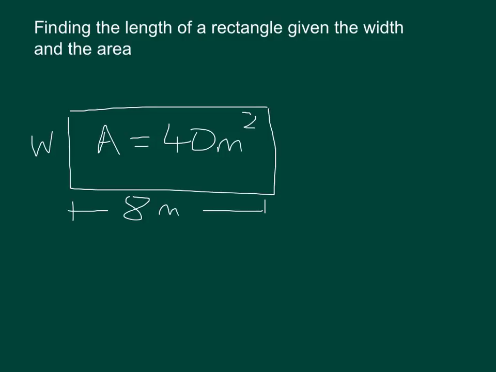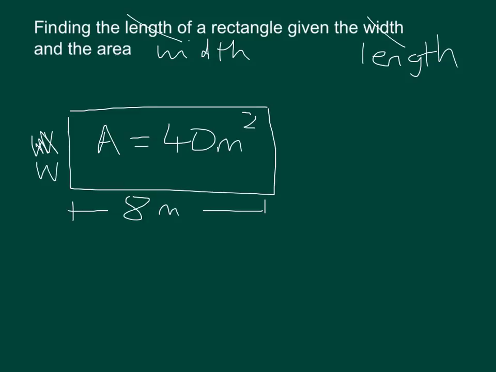In this example here, we're trying to find the length of one side given the width and the area. And in fact, what we've been given here is to try and find the width of a rectangle given the length and the area. So each of those ones is interchangeable. So here we've got the width, we're trying to find that.